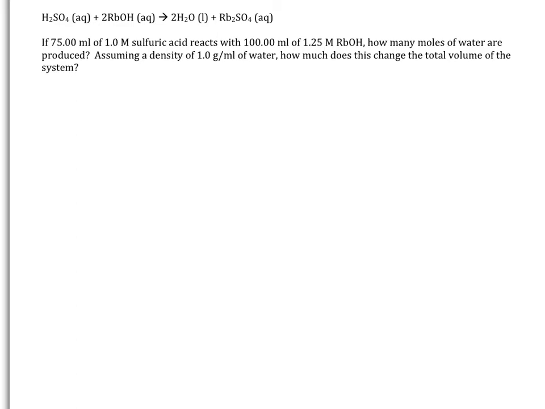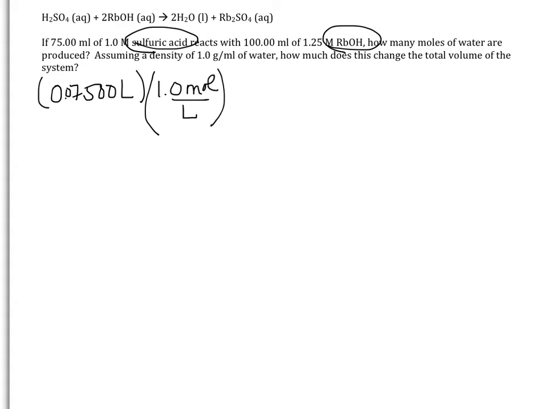So let's start with the first part. If we've got these two reactants, again, recognize that what we've got is a limiting reagent problem. Because we're given information about two different reactants, we've got to figure out which one is going to run out first. But in order to do that, I have to figure out how many moles of each that I have. And so I'm going to start with my sulfuric acid, and I'm going to say that I've got 0.07500 liters times the concentration, which is 1.0 moles per liter, right? Because moles per liter is molarity. So I end up with 0.07500 moles of H2SO4.